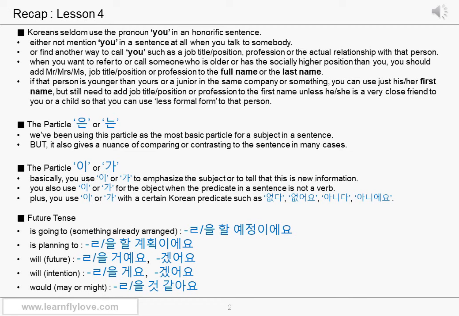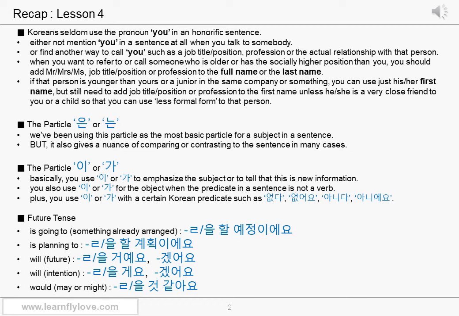The particle 이 or 가. When do you use the particle 이 or 가? Basically, you use 이 or 가 to emphasize the subject or to tell that this is new information. You also use 이 or 가 for the object when the predicate in a sentence is not a verb. Plus, you use 이 or 가 with certain Korean predicates such as 없다, 없어요, which means not have or there is not, or 아니다, 아니에요, which means it's not. Okay? Plus, these particles 이 and 가 are the actual subject particles, not 은 and 는. We will talk about this in this lesson.